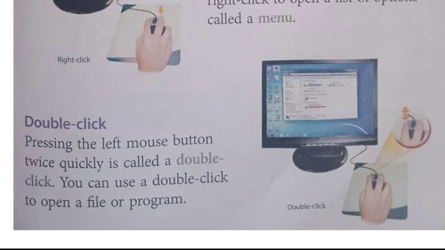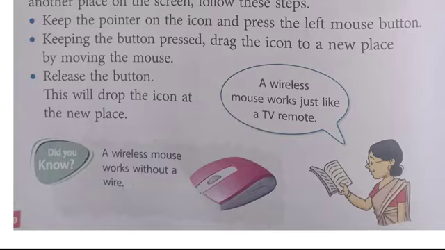Suppose I want to open My Documents, to see what files I have under the My Documents folder. I will keep my mouse pointer on the My Documents folder and double click it: click, click and release. Immediately twice I am clicking it and releasing it, and the folder will open. I can see what all the files are there. So this is how the double click helps. Double click helps to open the file or the program.